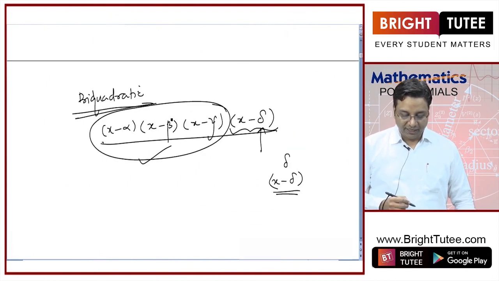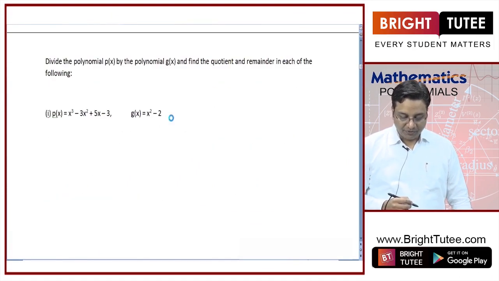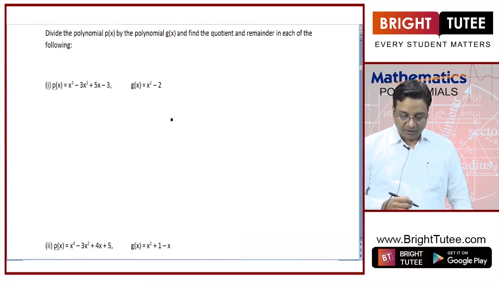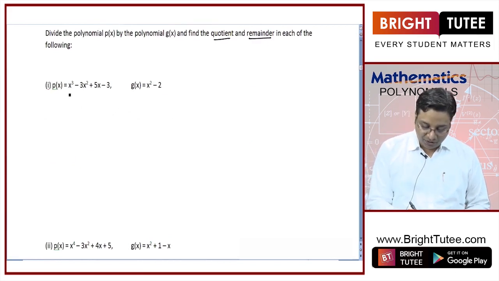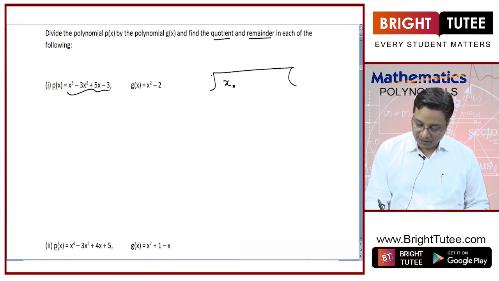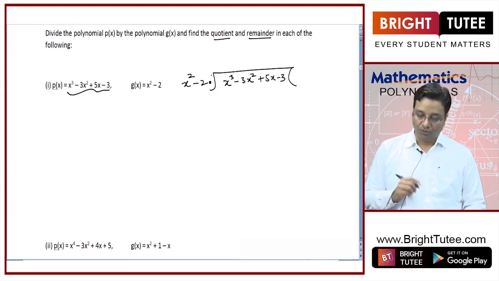Let us see it by an example. For example, let's first of all learn the division and find the quotient and remainder. In this case, the dividend given is x cubed minus 3x square plus 5x minus 3, and I need to divide it by x square minus 2.